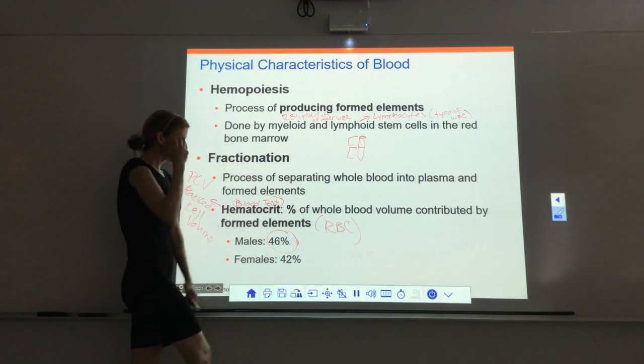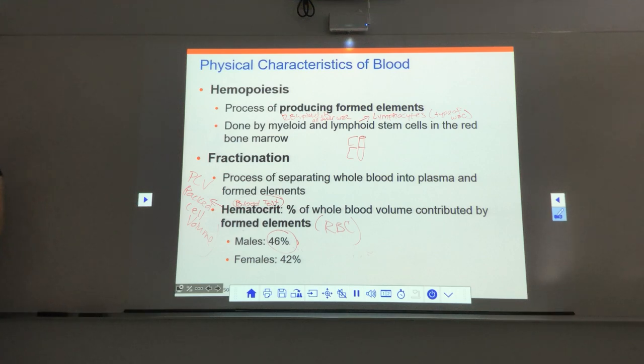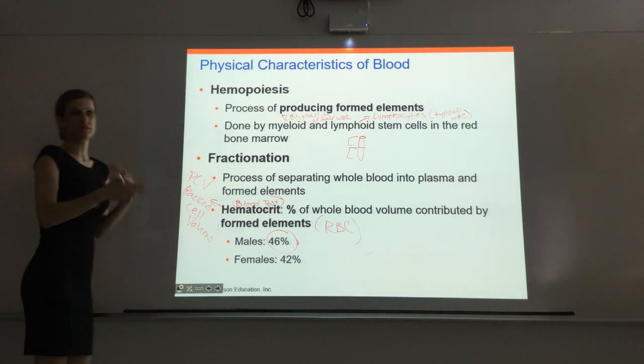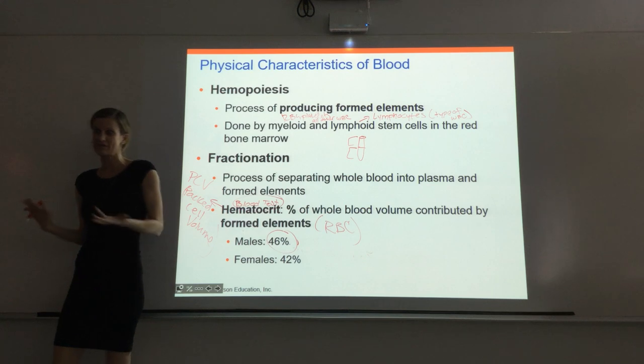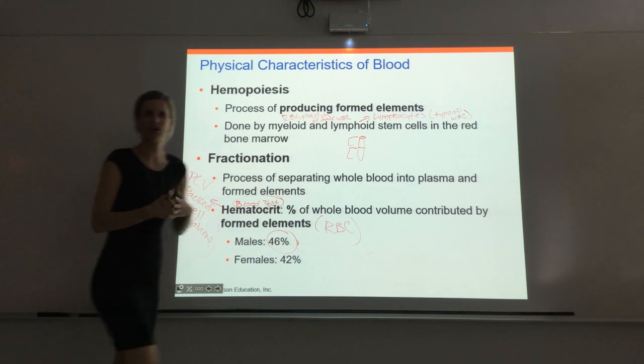And then again, for females, it's a little bit lower than that. Females typically have a little bit lower hematocrit, and that's due to a couple different things. Testosterone is a big reason for that. Testosterone stimulates red blood cell production, and women obviously have less testosterone. Some references will cite menses, but that's only a certain time of the month. It's not like that's going to affect your hematocrit all the time. So the hormonal influence is probably a lot bigger of an influence there.